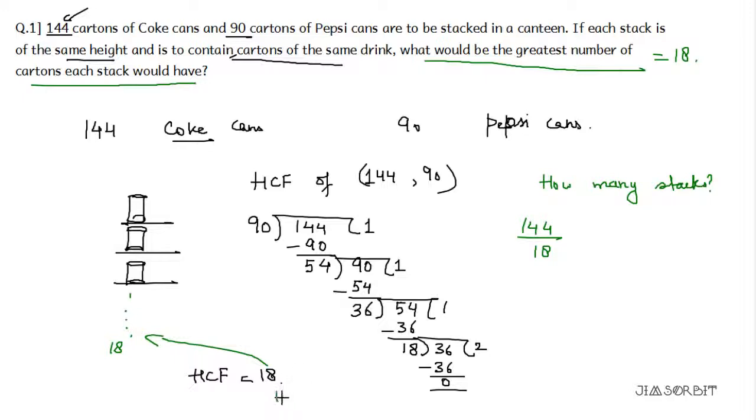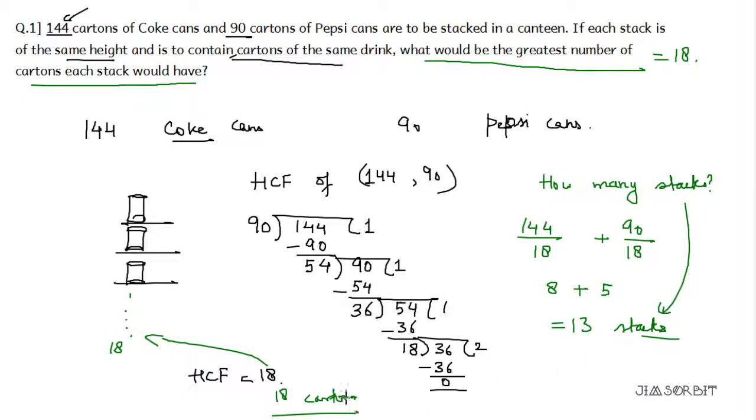So this is the total stack out of the Coke cans plus the stack from the Pepsi cans. So 90 by 18. This is 8 plus 5, hence 13 stacks altogether. This is the answer for this, while this is the answer for the greatest number of cartons. You could have also added both these values and then divided by 18. That would have given the same answer. Okay, that's just a mathematical process, nothing else.